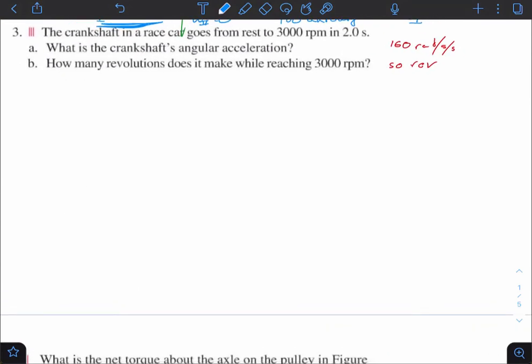A crankshaft in a race car goes from rest, so there's our initial velocity, to 3,000 RPM in this time. So again, we're looking at kinematics. Theta naught, theta, omega naught, omega, alpha, and time. The initial position is 0. The initial angular velocity is 0. Time is 2 seconds. The final velocity is 3,000 revolutions per minute.